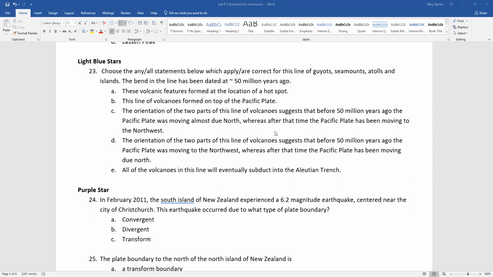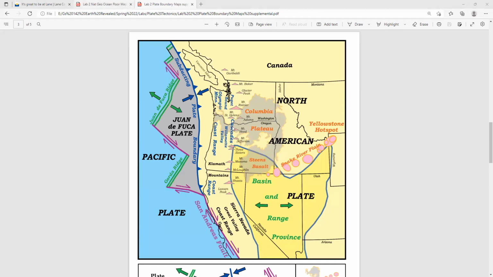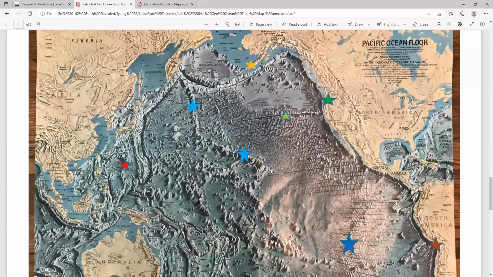The orientation of the two parts of this line of volcanoes suggests that before 50 million years ago, the Pacific Plate was moving almost due north, whereas after that time, the Pacific Plate has been moving to the northwest. Or is it that before 50 million years ago, the Pacific Plate was moving to the northwest, whereas after that time, the Pacific Plate has been moving due north? And then all of the volcanoes in this line will eventually subduct into the Aleutian Trench. So let's go out and take a look at what we're talking about. Talking about this line right here.